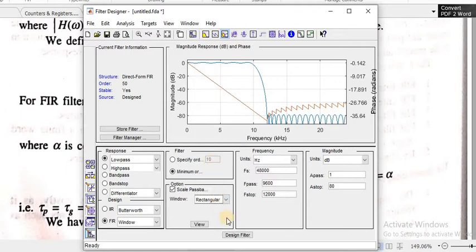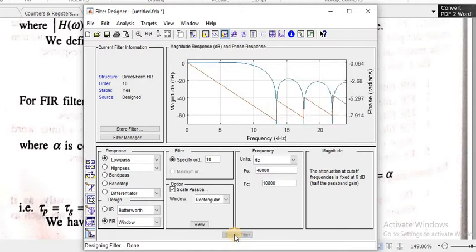Okay, suppose we select a rectangular window, and the sampling frequency and cutoff frequency are predefined. If we design this filter, you can see that this is the pass band. Okay, so in this pass band, the phase is exactly linear.